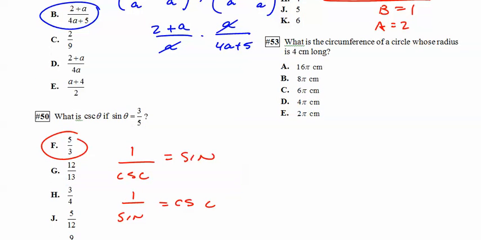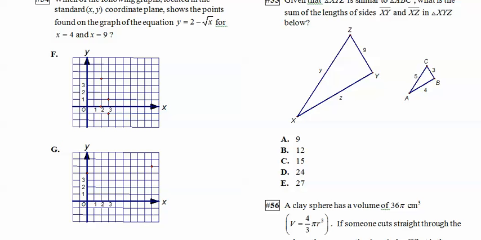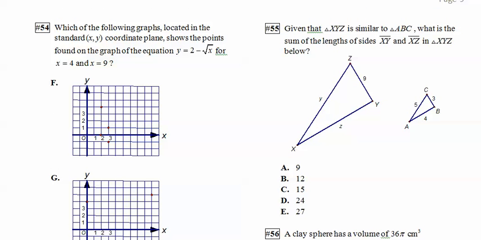That's it. What is the circumference of a circle whose radius is 4 centimeters long? Circumference is 2 pi r. Plug in 4, we get 8 pi. Yet another extremely easy question up there around 53, which is why you need to keep moving when you take your tests. You do not want to leave some of these easy ones out there.